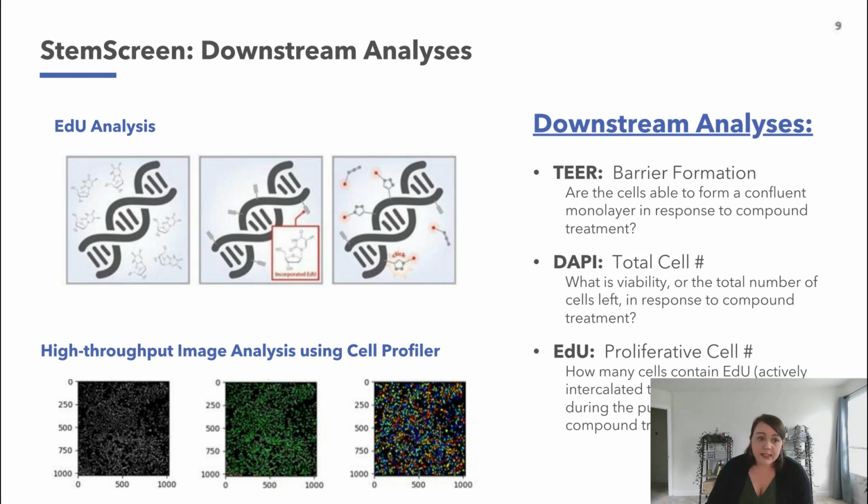The way we do EDU analysis, you can see on the top schematic, we add the EDU to the cell culture. EDU is a thymidine analog, so as these cells are dividing, it's going to intercalate into the DNA, just like thymidine would. And you can see in the middle image, there is a little tag on it. And once we fix the cells and we're going to analyze them, we run what's called a click-it reaction. And you can see on the right image that it adds a little fluorophore, so we can see if this cell did uptake this EDU during the time. And so this is how we can quantify this using the same bottom image analysis for a different color channel, all those cells that are EDU positive.